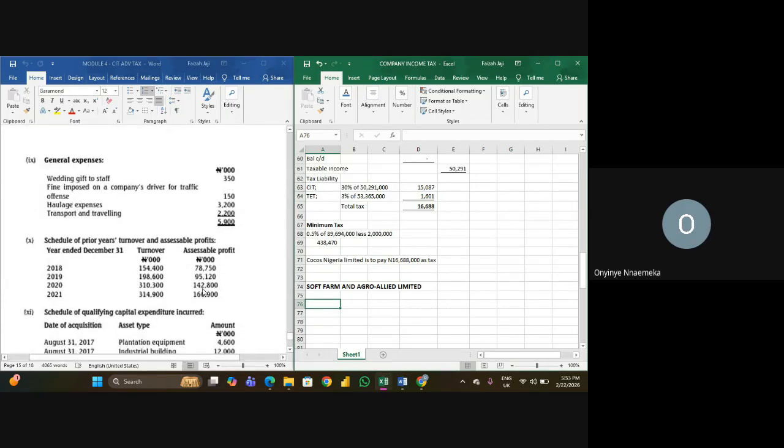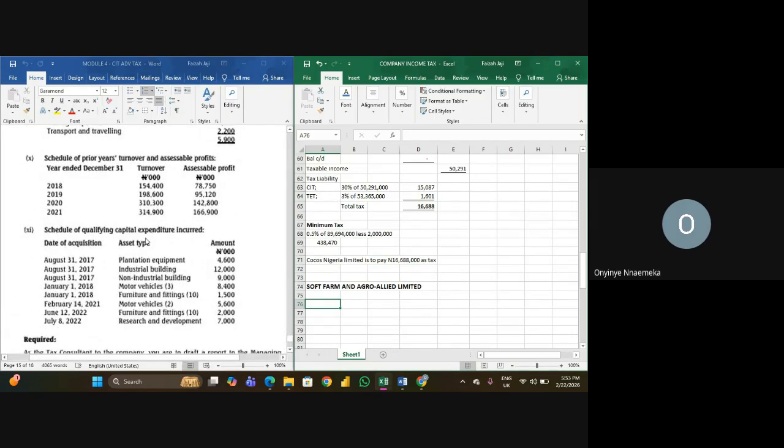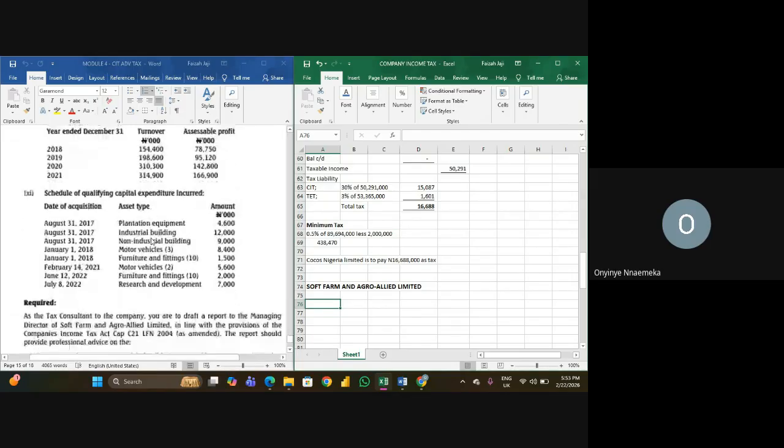Okay. General expenses. We have capital allowance. Have we not done this capital allowance before? Let me go and check our notes. Maybe we have done this before.